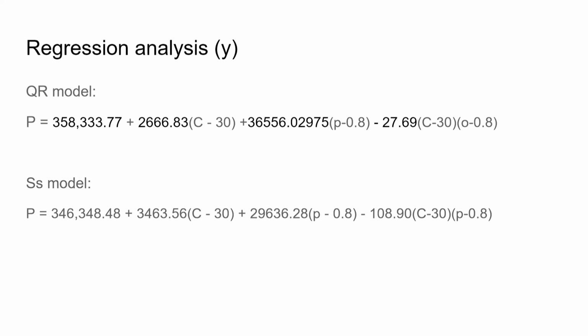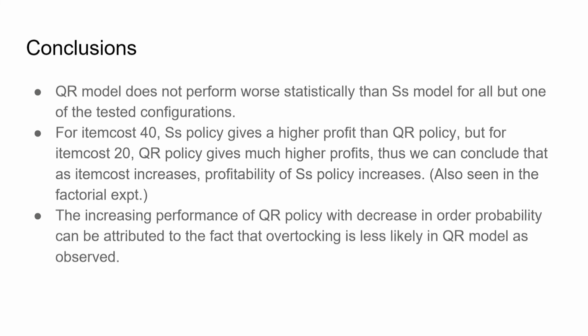Coming to conclusions, the QR model does not perform better statistically than the SS model for all but one of the tested configurations. For item cost 40, SS policy gives a higher profit than QR policy, but for item cost 20, QR policy gives much higher profits. Thus we can conclude that as item cost increases, the profitability of SS policy also increases. The increasing performance of QR policy with a decrease in the order probability can be attributed to the fact that overstocking is less likely in the QR model, as observed.